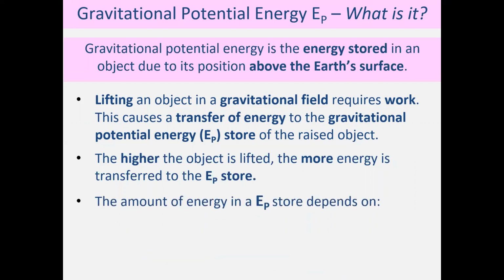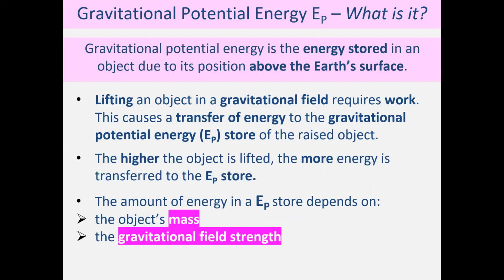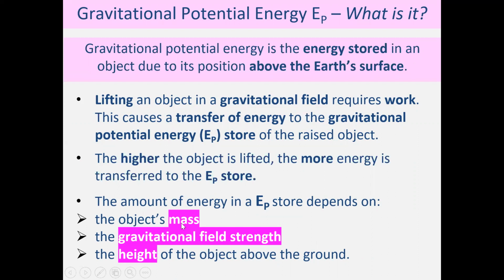And the amount of gravitational potential energy depends on the object's mass, the gravitational field strength, and the height of that object above the ground. If you were to increase any of these, mass, gravitational field strength, or height, you would increase the amount of energy in its gravitational potential energy store.